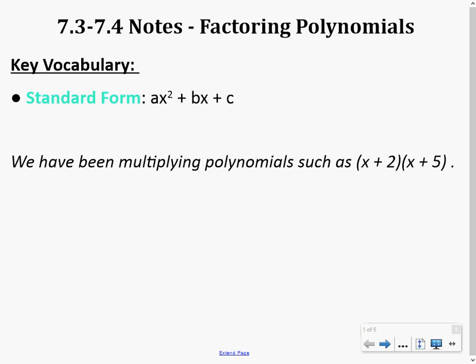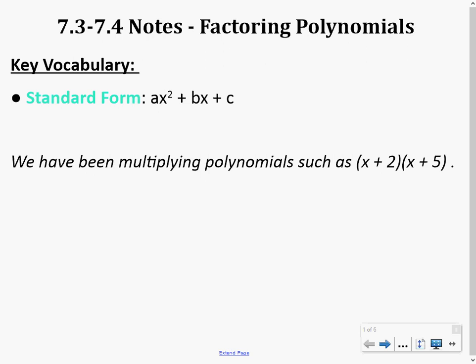Hi everybody. Today we are going to talk about factoring trinomials. Now in the previous video, we've been looking at factoring out GCFs and factoring by grouping, which required 4 terms. When we're factoring trinomials, we're just going to have 3 terms.